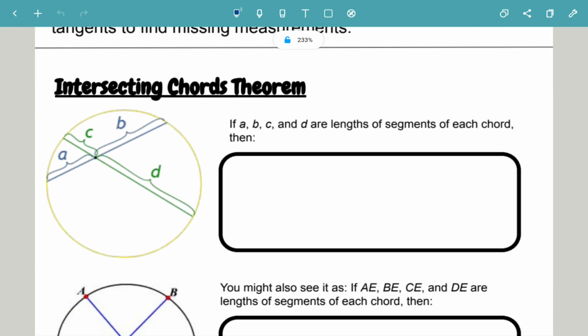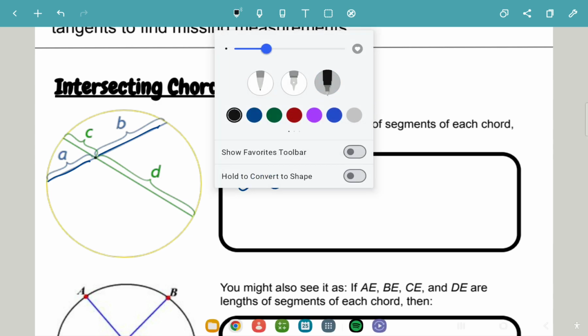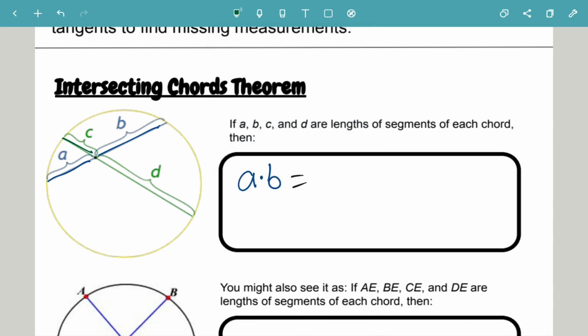So the first piece is this intersecting chords theorem, which says that if A, B, C, D are lengths of segments of each chord, then we can multiply both segments of each chord and set that equal to the product of the segments of the other chord. So over here we have A and B are from the same chord, so we're going to multiply those. And that is equal to C times D from the other chord.